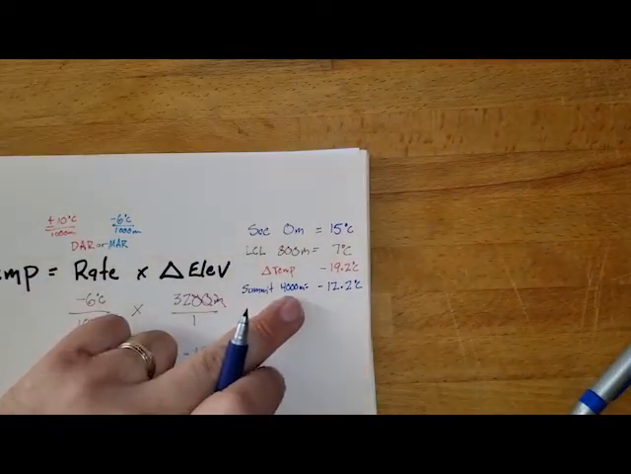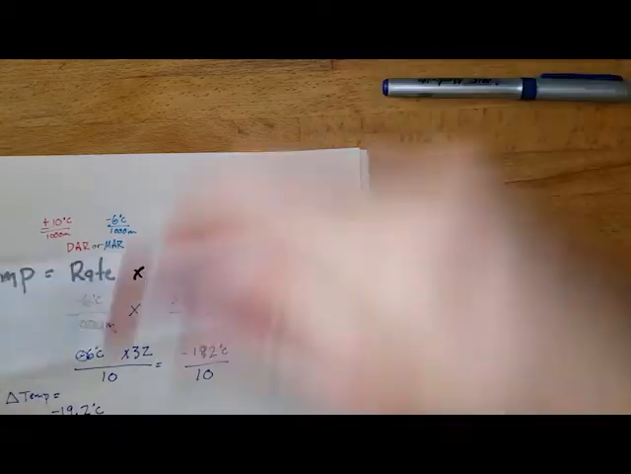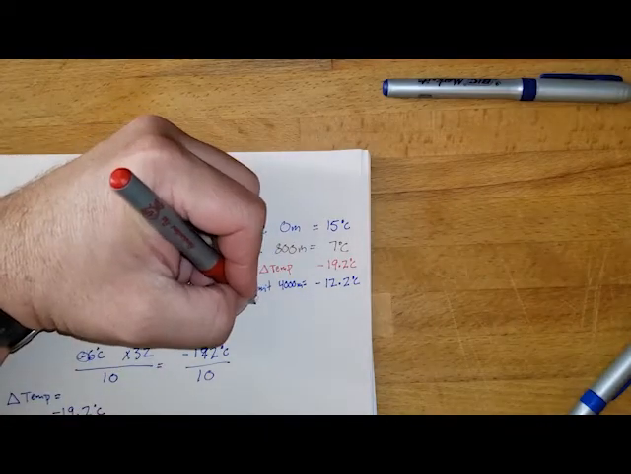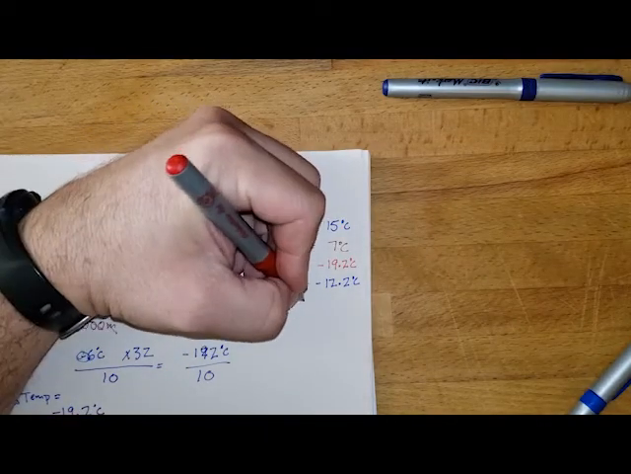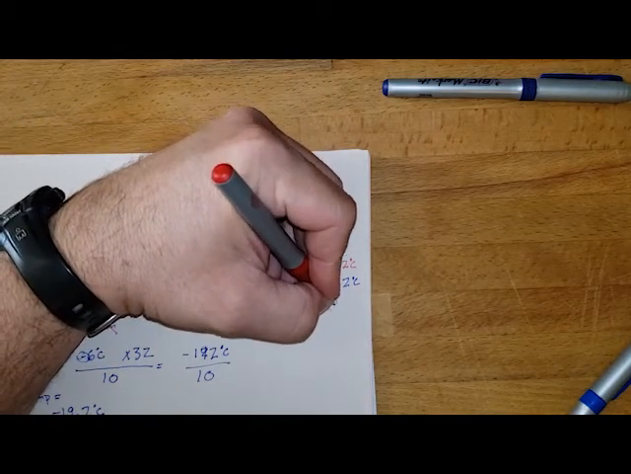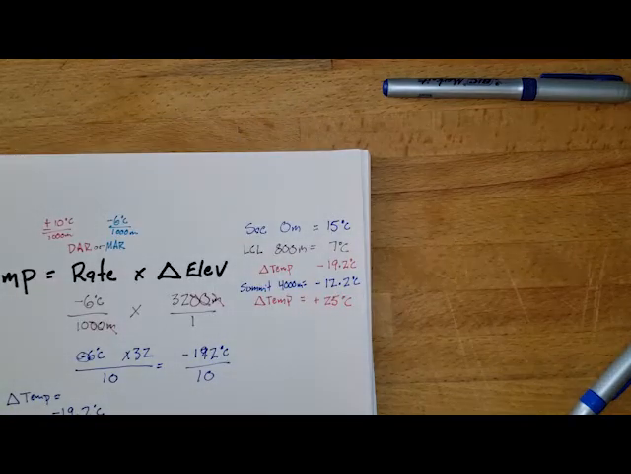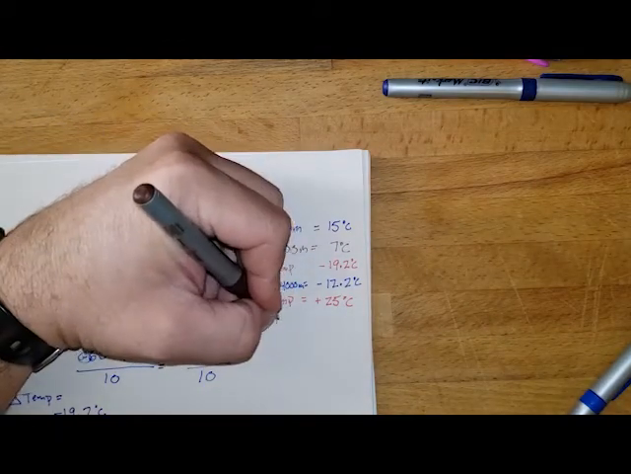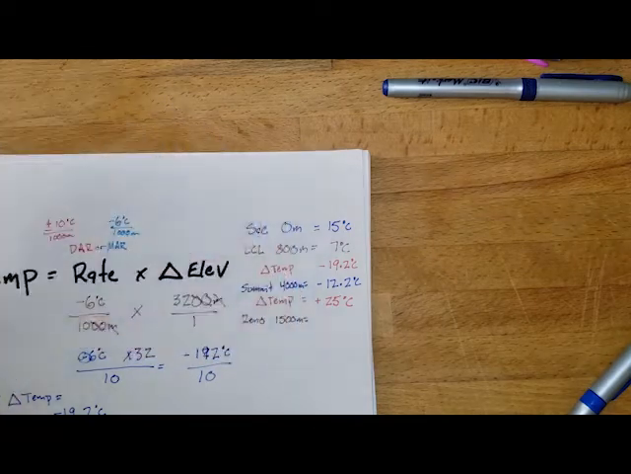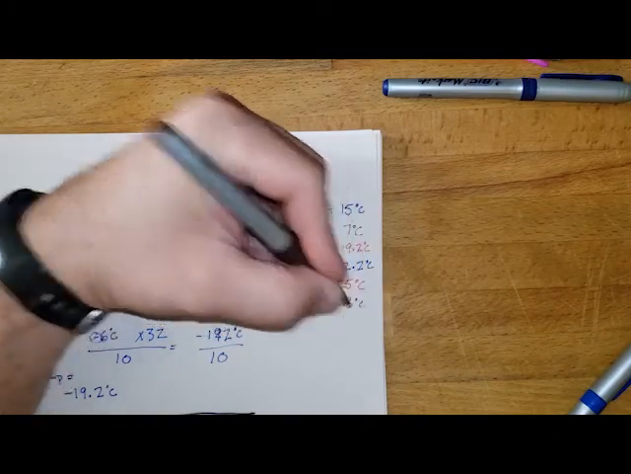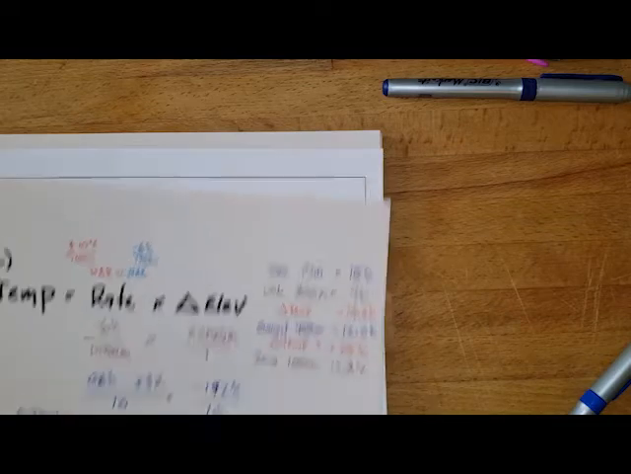So at the summit, I was at 4,000 meters. I'm sorry, at 4,000 meters, I was at negative 12.2 degrees. Now my change in temp is equal to positive 25 degrees Celsius. And so the Reno temperature at 1,500 meters is going to be equal to 12.8 degrees Celsius. So let's come back over to our chart.